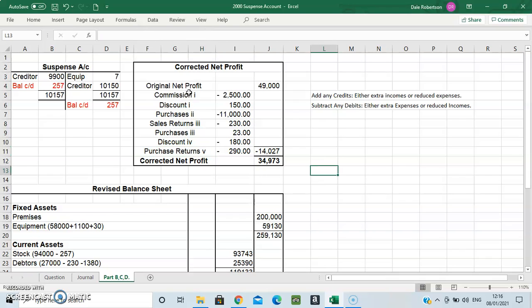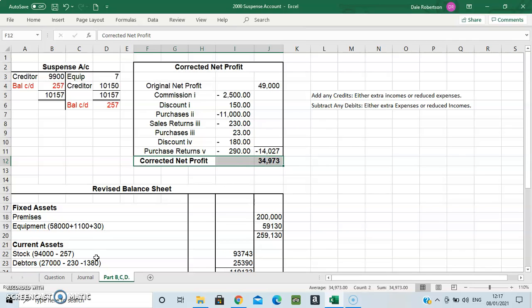You put in only the figures which are relevant to the net profit in the trading profit and loss account. You apply this rule, add any credits, take away any debits, and you'll get your new corrected net profit, which is 34,973.